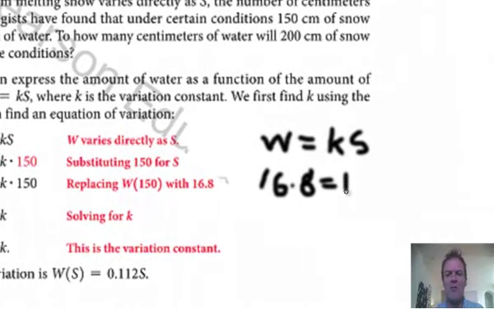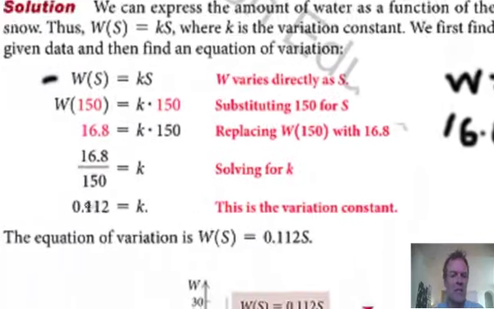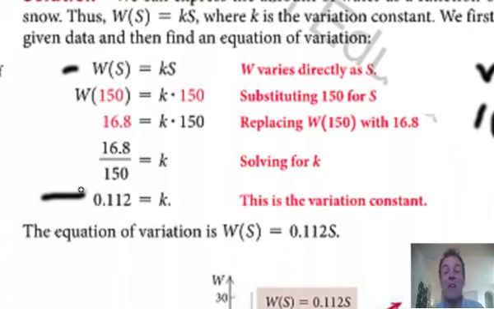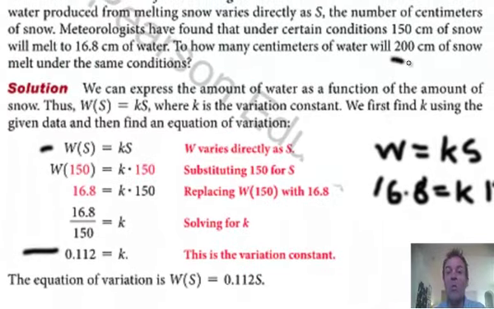Don't know what the variation constant is, but the snow is 150. Divide both sides by the number next to the letter, and you're going to get this here. There you go. That's the variation constant. Now, part 2 of the question is going to be this. What will 200 centimeters of snow melt to?